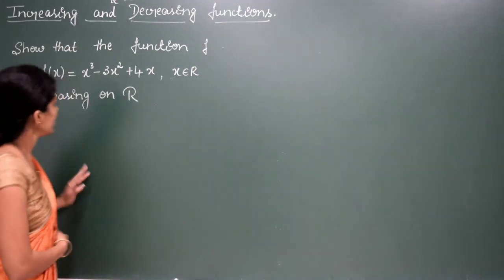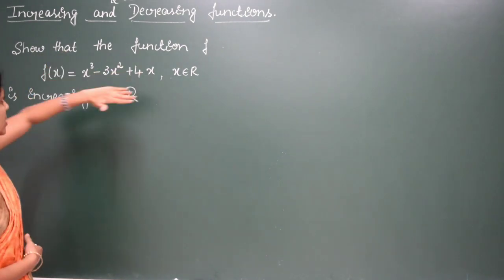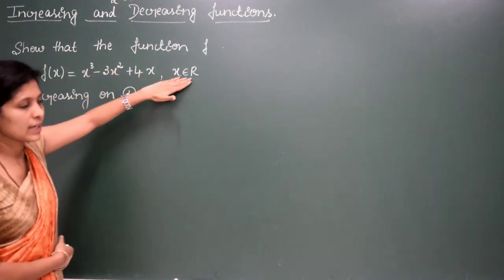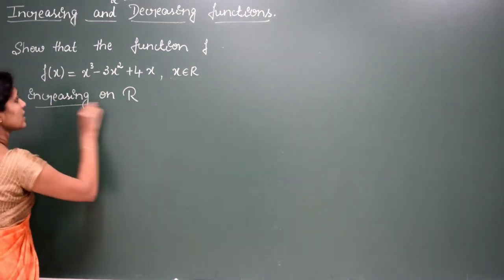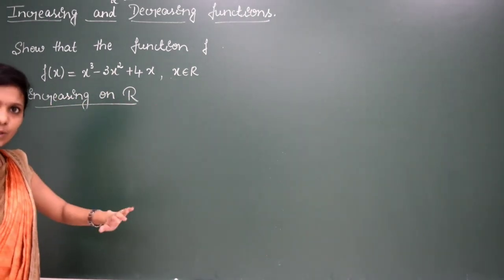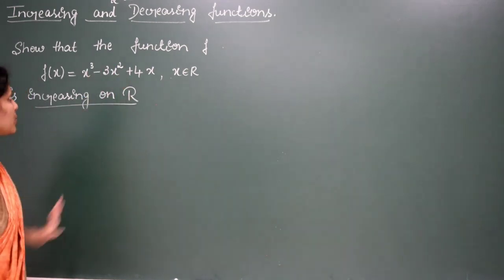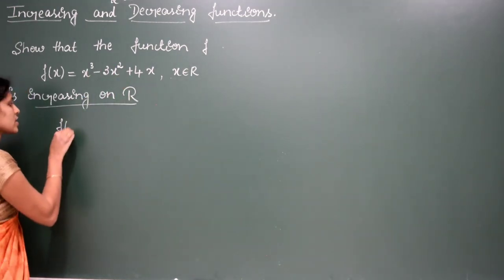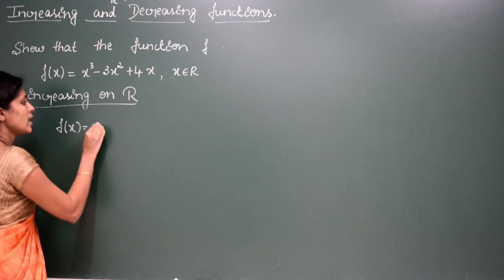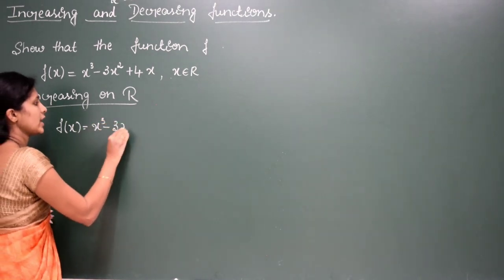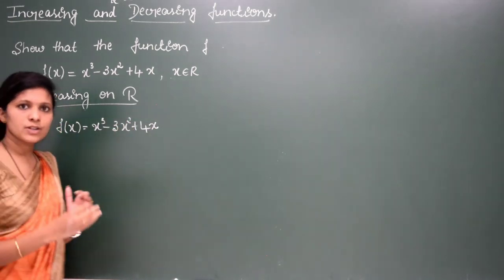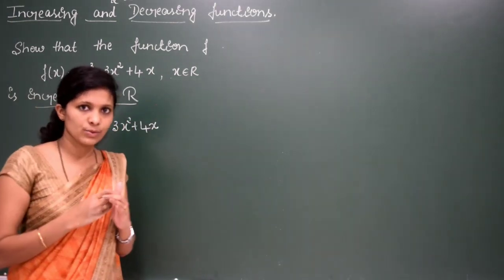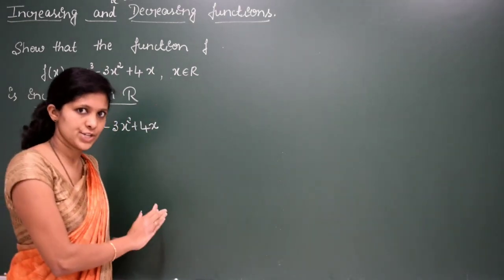See this problem. Show that the function f of x is given, where x belongs to R, and you have to prove that it is increasing on R. As I told you, we will use the theorem to prove this. First we will consider the function f of x is equal to x cube minus 3x square plus 4x, right? To check whether the function is increasing or decreasing, what we have to do? First we have to differentiate this, right?